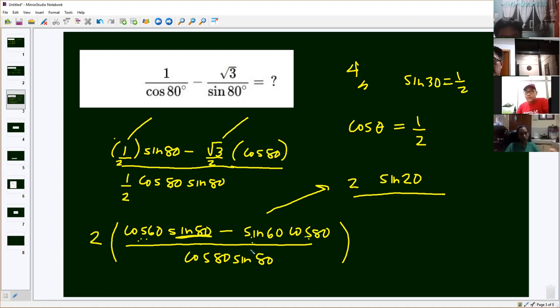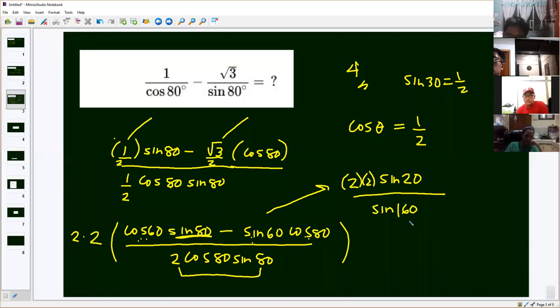Now, the denominator, cos 80 sin 80. Just by putting a 2 here, multiplying the denominator by 2, syempre that multiply ka rin sa taas ng 2. So dapat may times 2 pa rito isa. The denominator is a double angle. So this is a double angle, 2 cos 80 sin 80. This is sin 160.